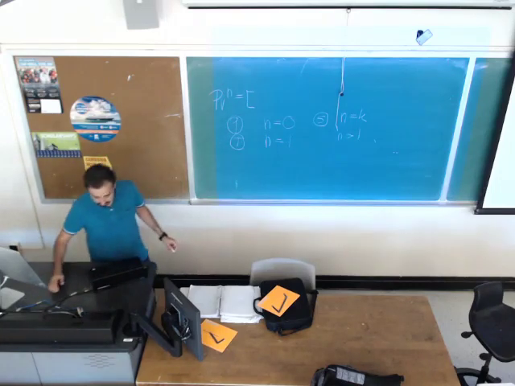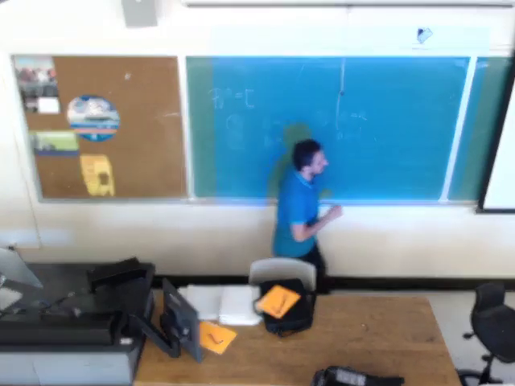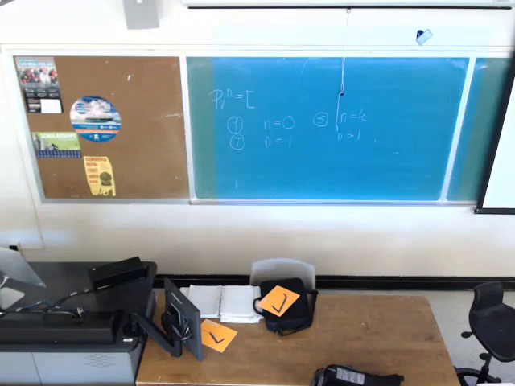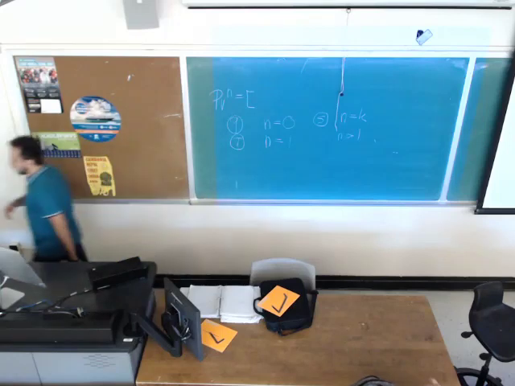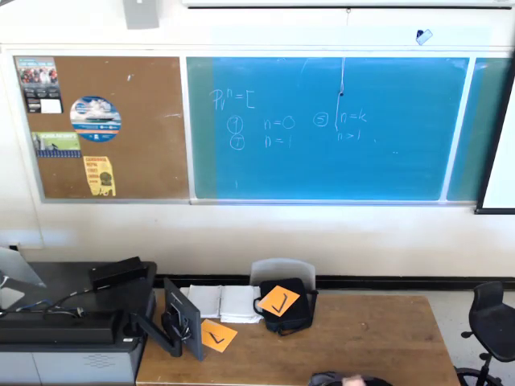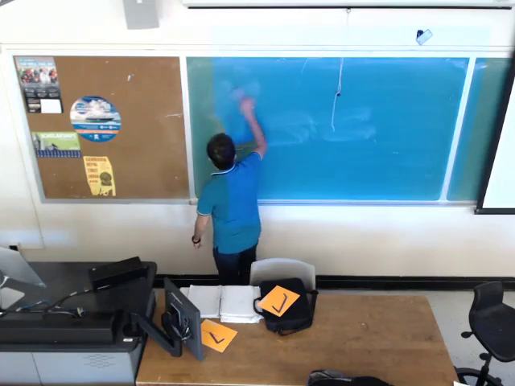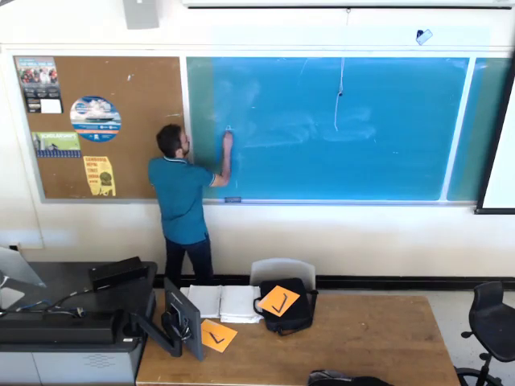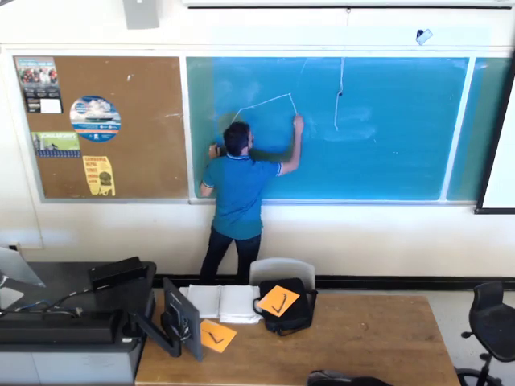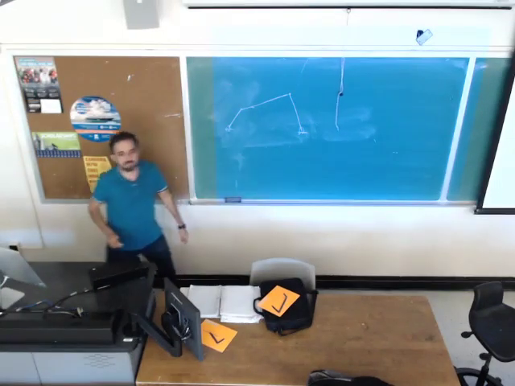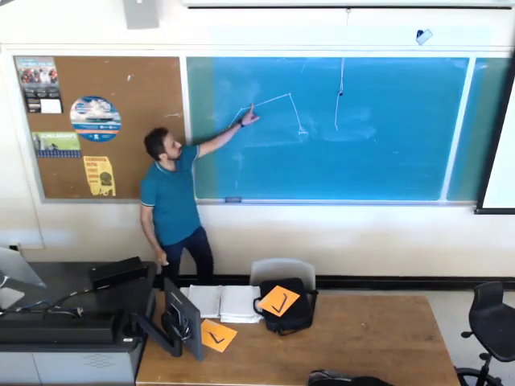So the first thing that you need to do when you are given a mechanism is labeling the links and forming the vectors. Each link should be treated as a vector. I did it for a 4-bar mechanism as an example. So if you are given a 4-bar mechanism like this, link 1, link 2, 3, and 4.